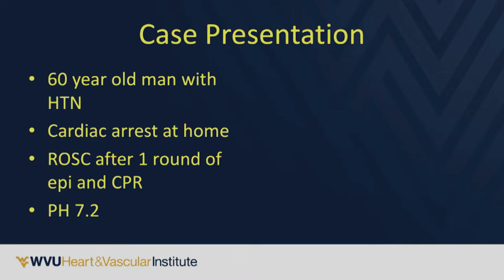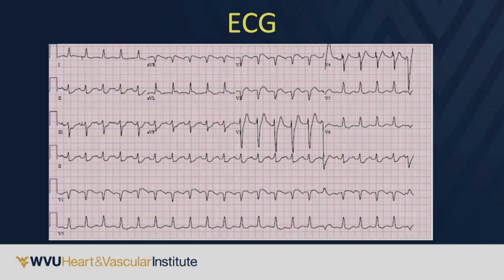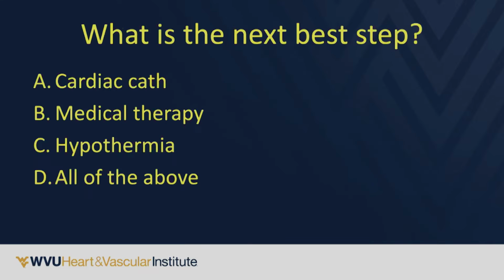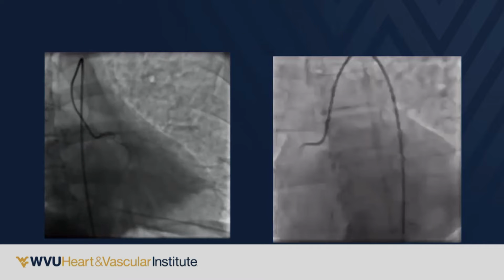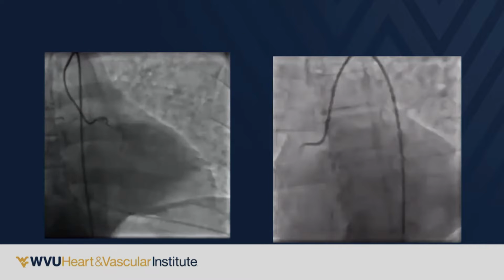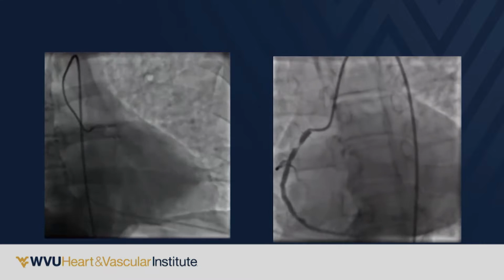So let me start off with a 60-year-old man with hypertension, cardiac arrest at home, return of spontaneous circulation after one round of epinephrine and CPR, and pH is 7.2. As Dr. Henry showed, this is another EKG that shows diffuse ST depressions, with ST elevations in lead aVR and lead aVL. What is the next best step? I think cardiac cath, medical therapy, hypothermia, and probably all of the above are correct answers depending upon the patient's neurological status.